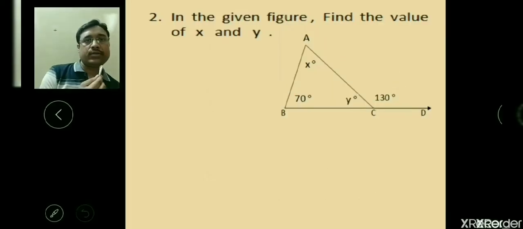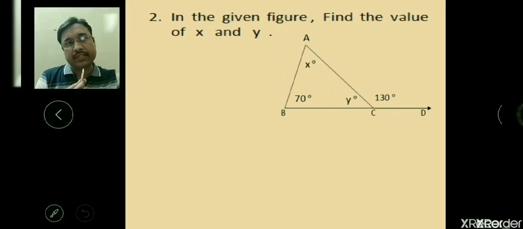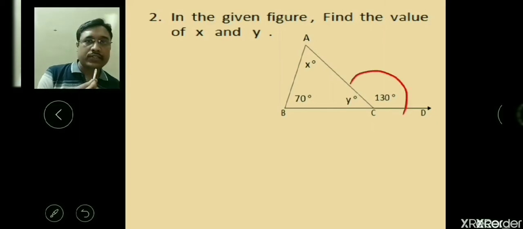Now in this second question, in the given figure, find the value of x and y, where x and y are two interior angles, and this time the exterior angle is given. The exterior angle is 130 degrees. It is given here.